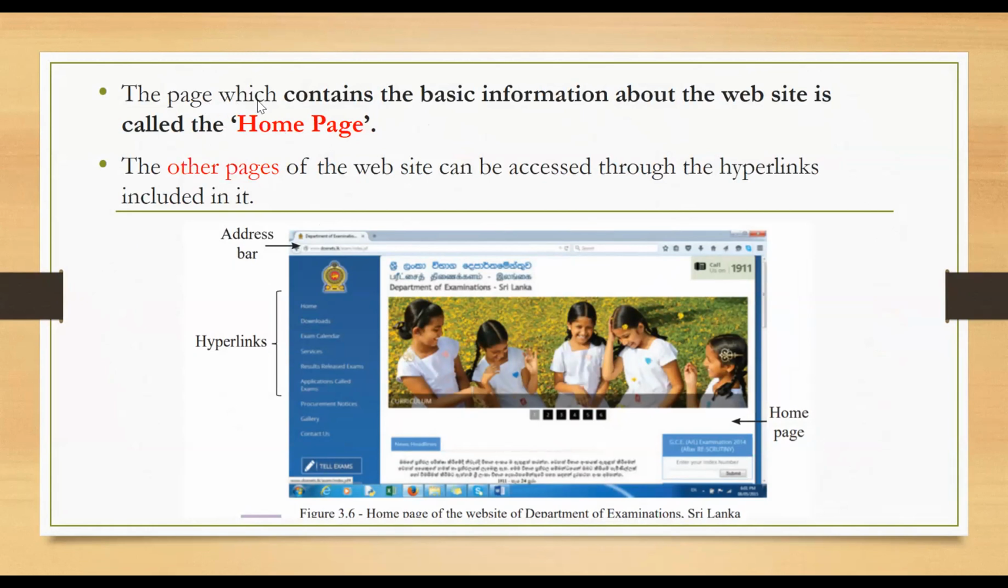The web page which contains the basic information about the website is called the home page.